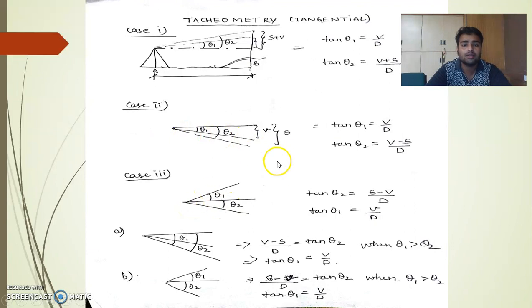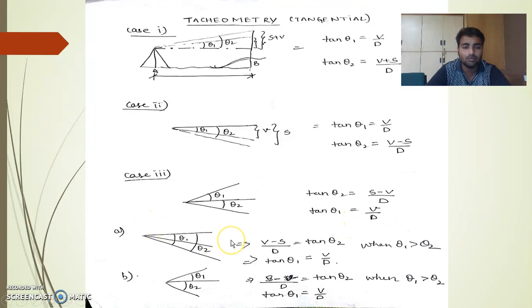Third is when one angle is above the axis and the other angle is below the axis. So we can use tan theta 2 is equal to s minus v by d, where one is below and one is above, and tan theta 1 becomes v by d.